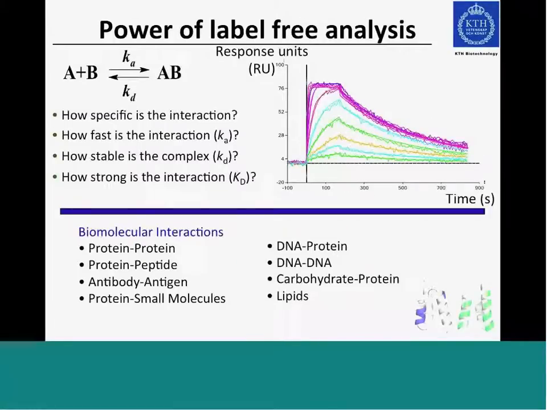And the power of label-free analysis, as you all know, is that you don't need to label and you get the kinetic data in one experiment. So you can, for example, look at how fast an interaction takes place, how stable the complex, the AB complex in this formula is, how strong it is if you look at the rate constants, and you can also look at specificity and watch binding to other related or unrelated proteins.